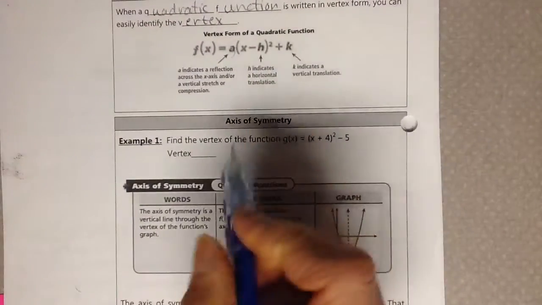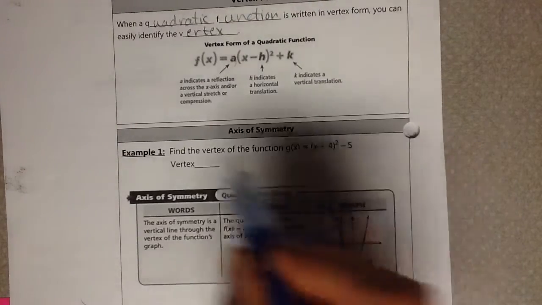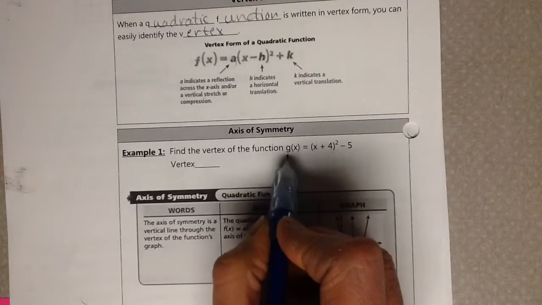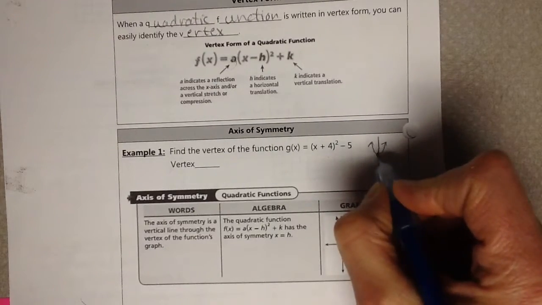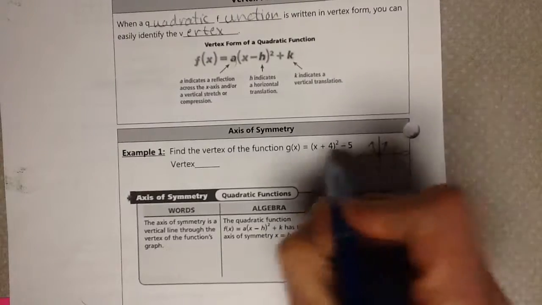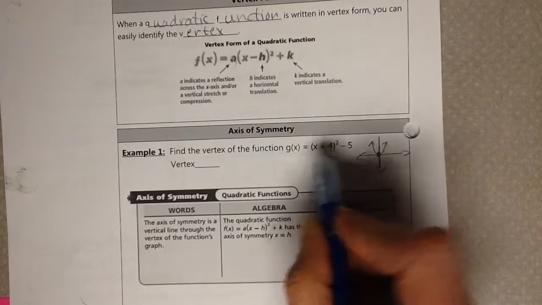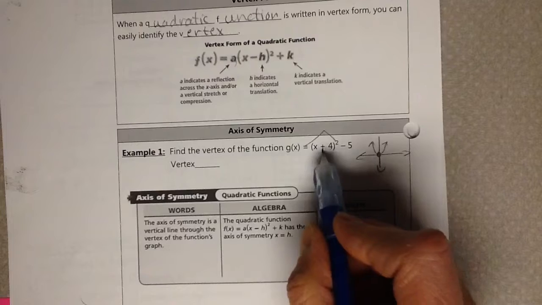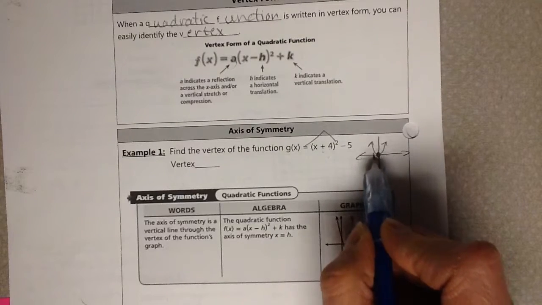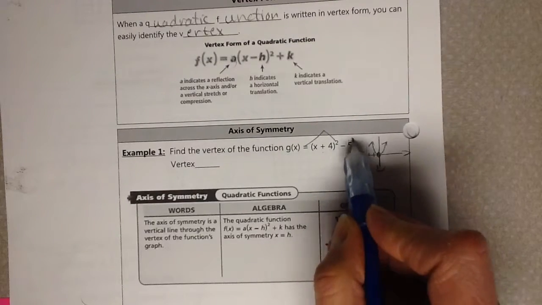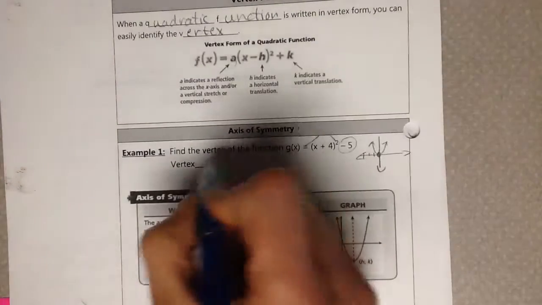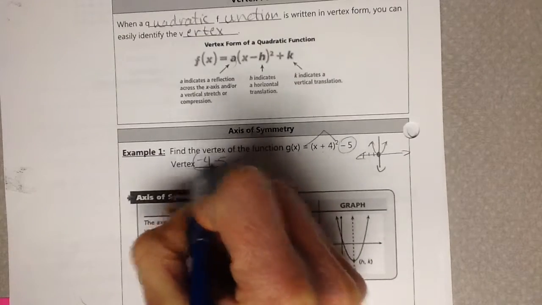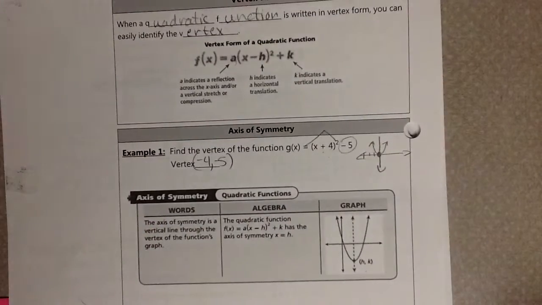All right, so if you are in vertex form, we can find the vertex of the function very easily, because just remember the parent function's vertex goes through 0, 0. If we move this 4 units, we have to think this is the horizontal house, so we think opposite. If it says plus 4, we're going to move it to the left 4. And vertical, what you see is what you get. So if it says minus 5, we're going to go down 5. So our vertex here is going to be negative 4, negative 5. Very easy to find if you're in vertex form.